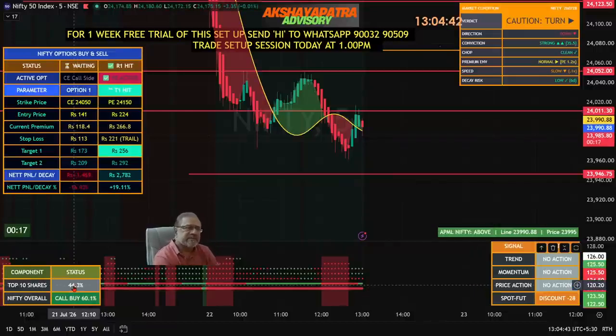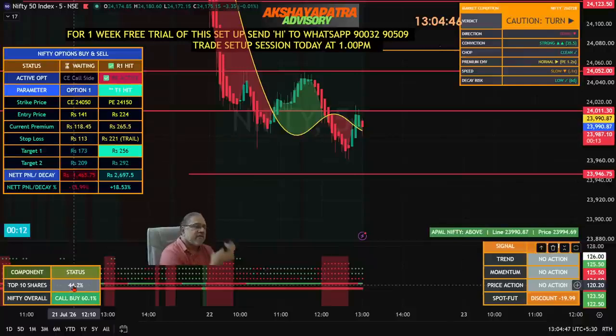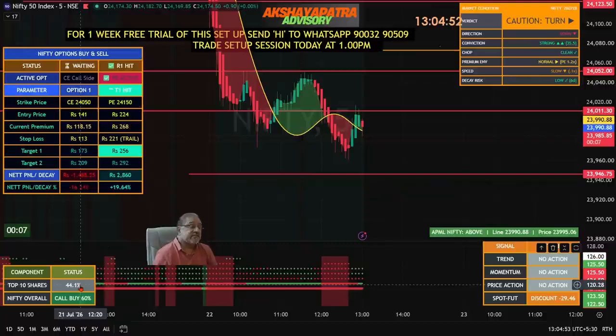So top 10 shares, some may be long, some may be short. Correct? Not all will be in green. Not all will be in red. Because the top 10 itself has 3 banks, 2 IT, 2 big corporates, one massive capital L&T, like that.